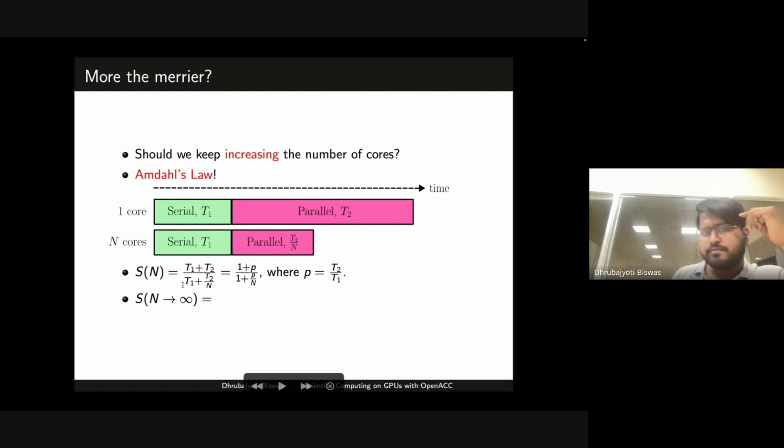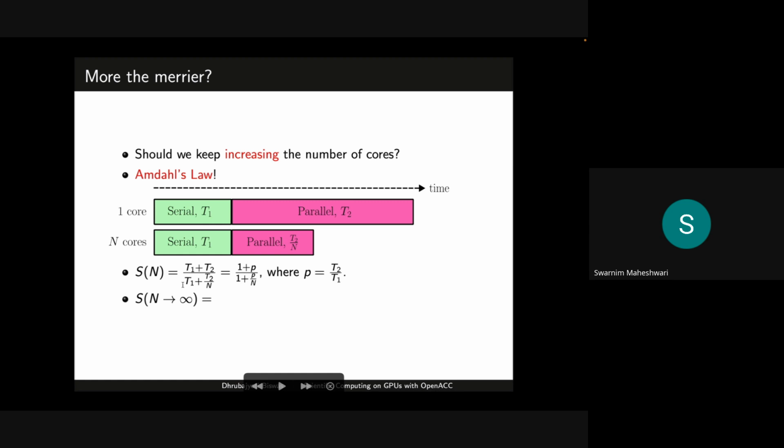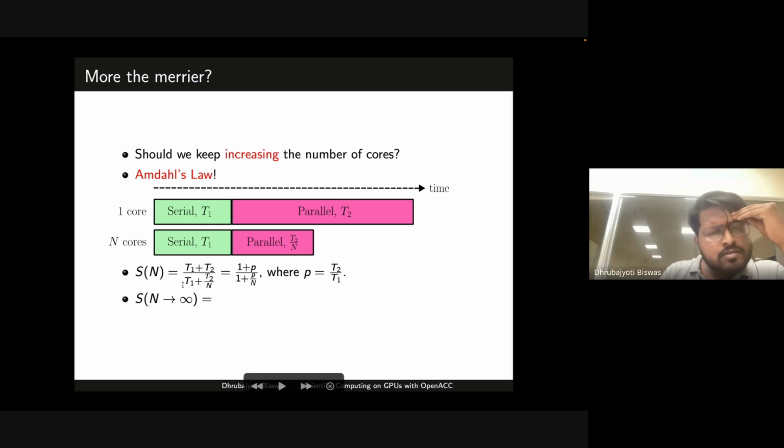Only the T1 remains and T2 disappears. I mean, it becomes probably 1 plus P, right? If you put n as very large, it becomes 1 plus P. So what we find is the speed up becomes a constant, 1 plus P. So it is limited by the amount of parallel tasks you have in your problem.